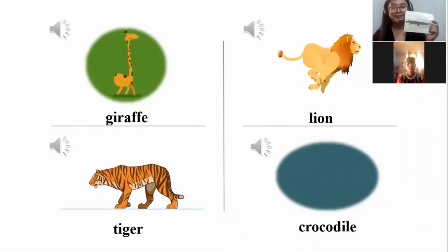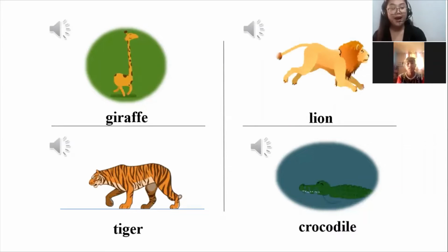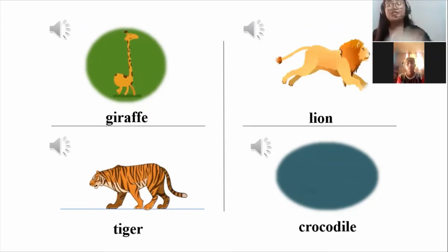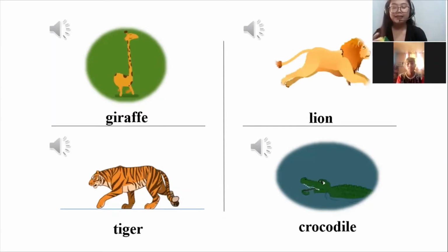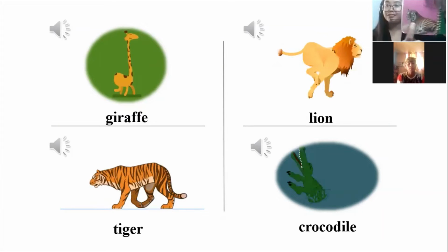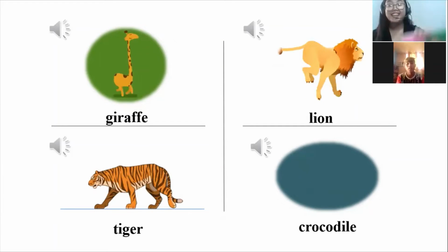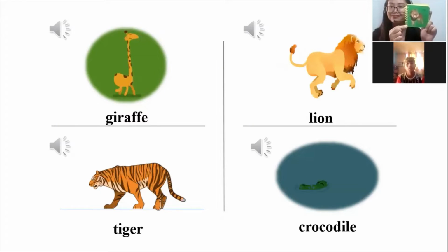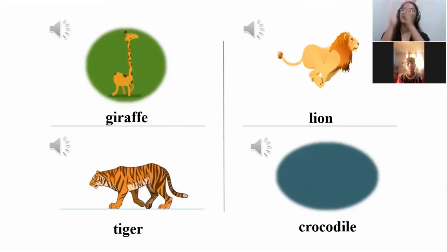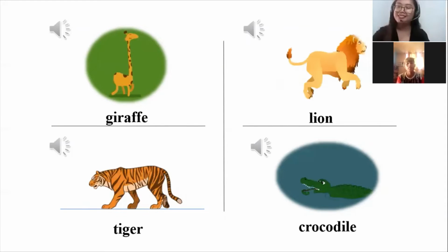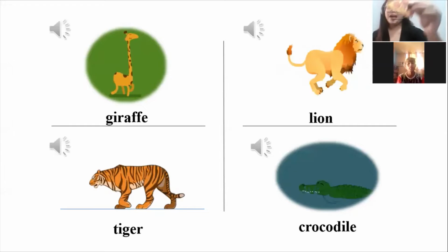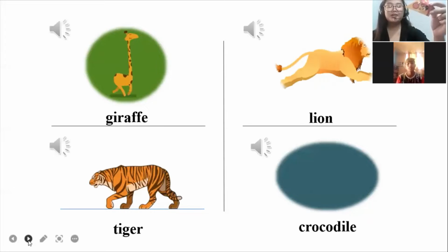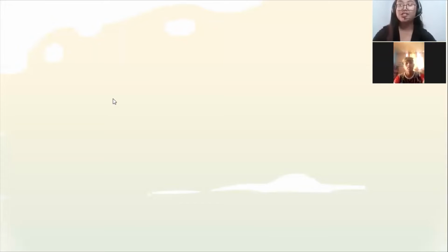Look. Crocodile. Wow. Look. Giraffe. Giraffe. Wow. And last, look. Tiger. Tiger, correct. Look. Lion. Lion. Very fantastic. For you, a pizza. Now, Russell, let's go to the next page.